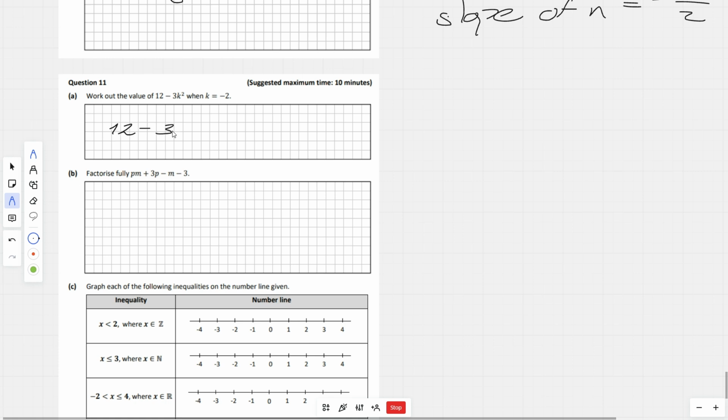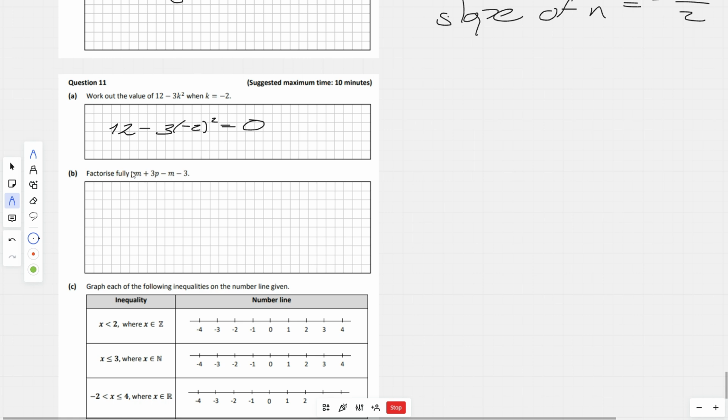So we can do 12 minus 3, and then in brackets I'm going to replace the k with minus 2, and that will be squared. Now here it's very important the order that we do things in. So first we'll do minus 2 squared, which will be 4. We multiply that 4 by 3. So we'll do 12 minus 12, and that will be 0.